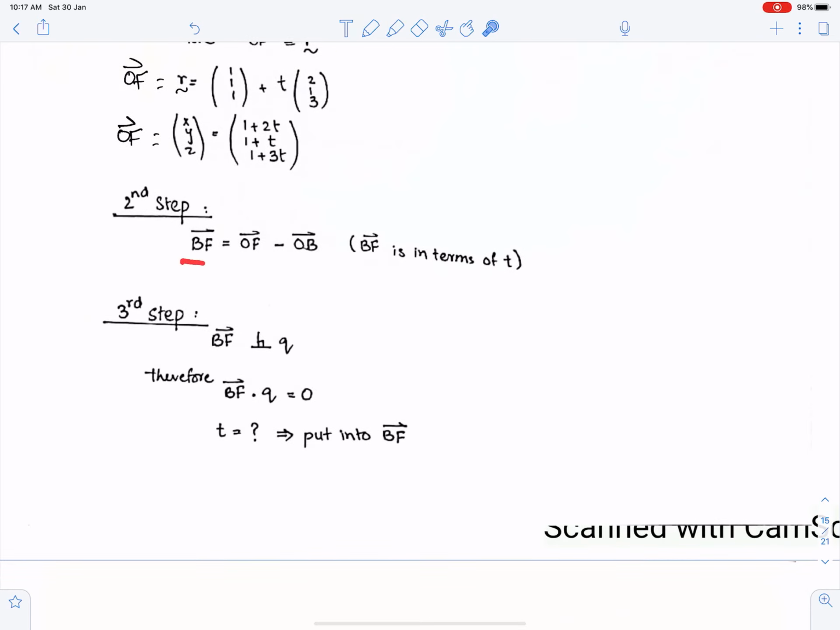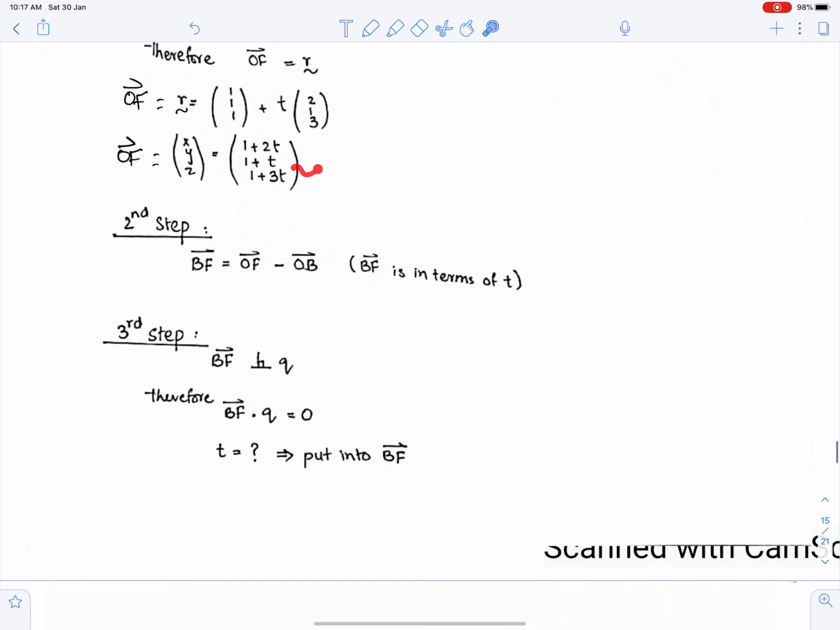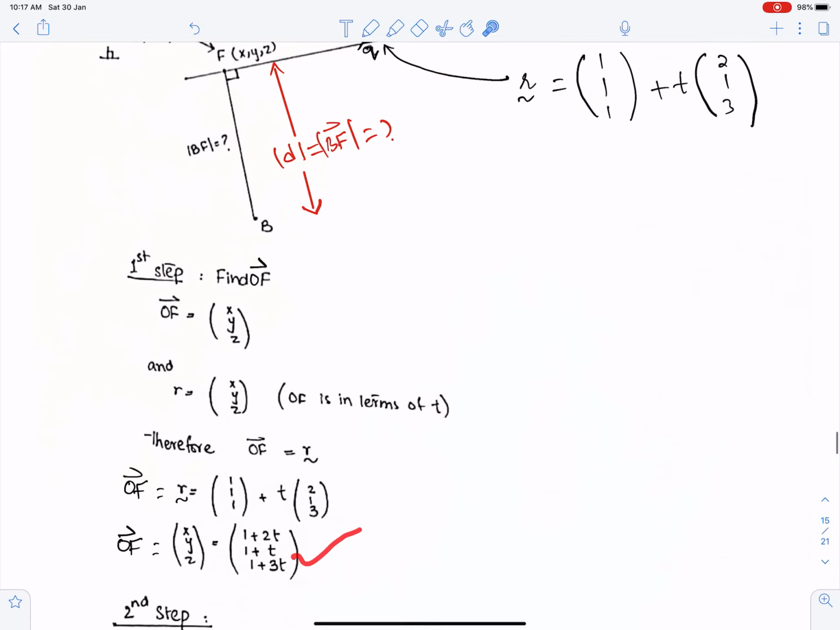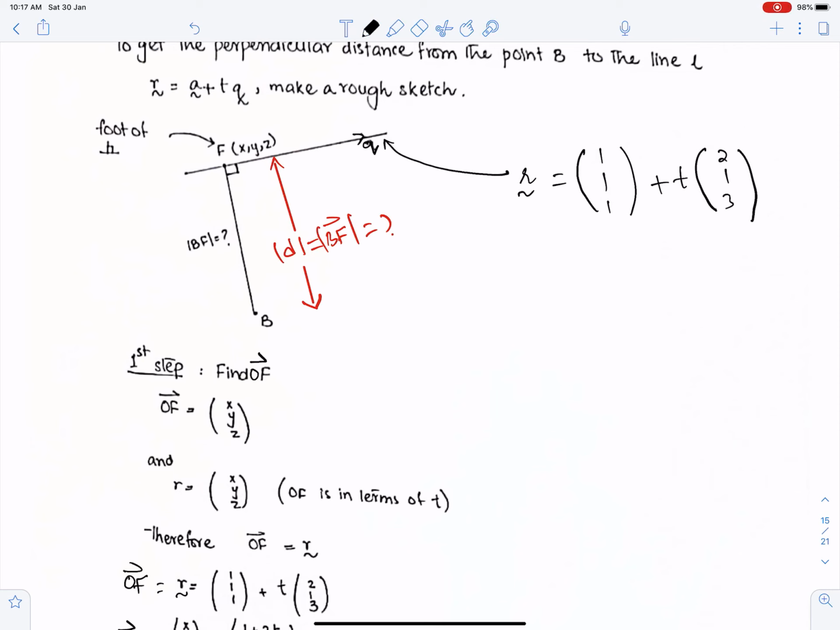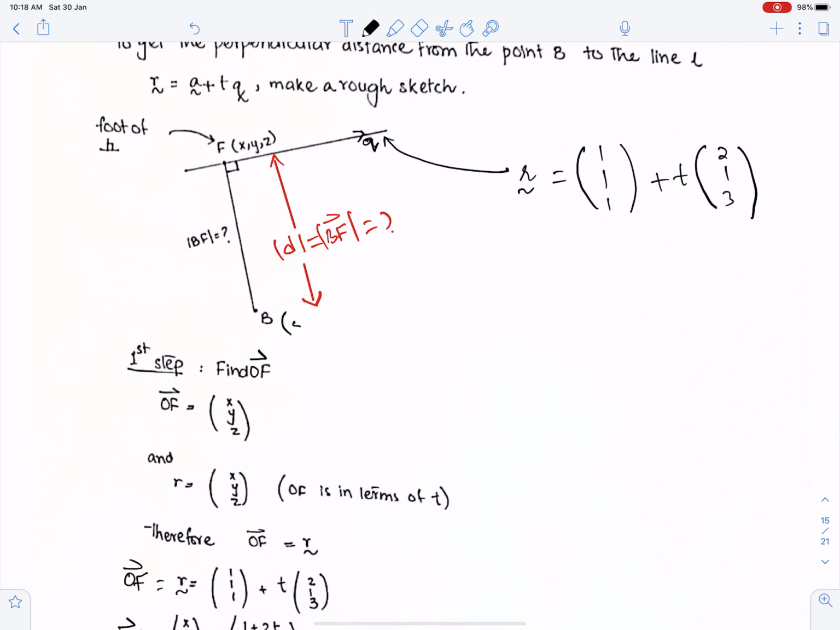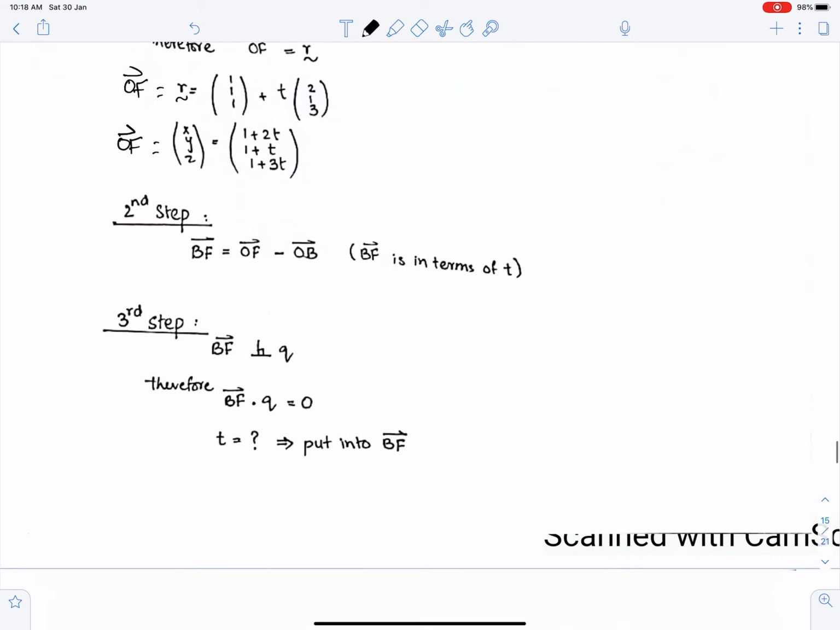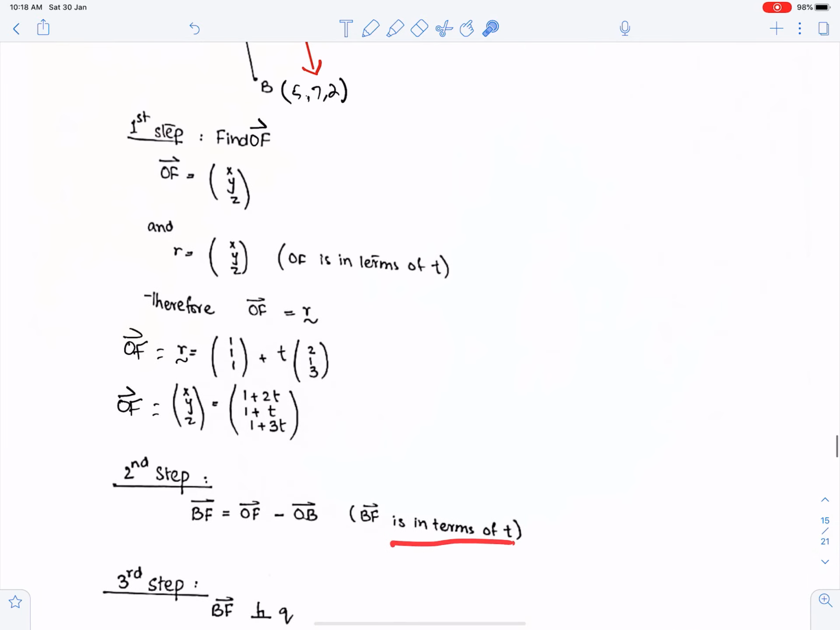BF is so simple, it's OF minus OB and it will be in terms of T. This is OF and this is B. They will give you vector B, they will give you point B. Let's suppose point B is 5, 7, 2. They will give you this point. So you can easily get BF in terms of T. Now the problem is BF is in terms of T. How will you find T?